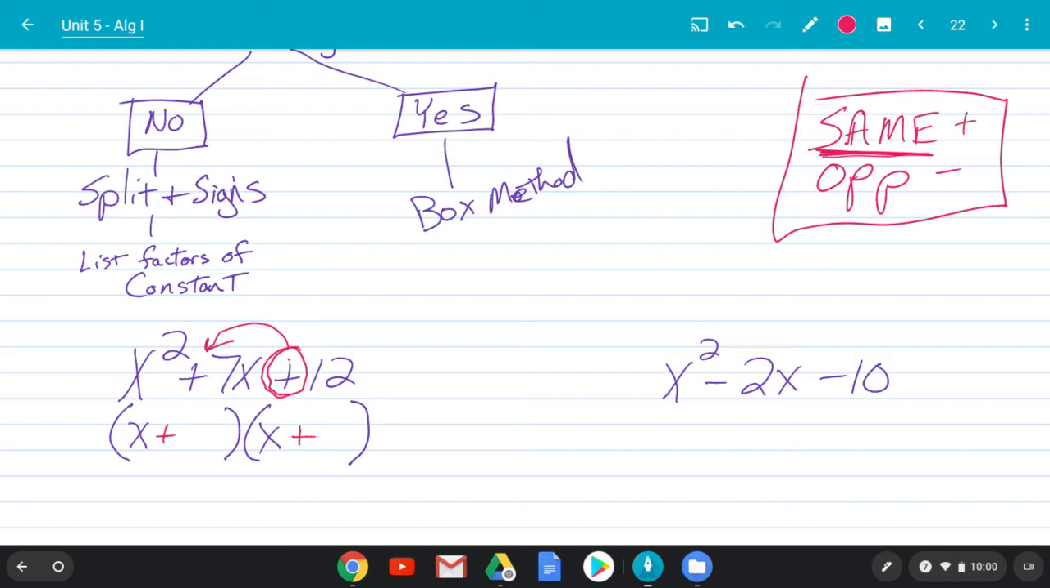Everybody okay with that? Then finally, I'm going to list the factors of the constant. Well, 12 is my constant. The factors of 12 are 1 and 12, 2 and 6, 3 and 4. Which of those come together to get me a 7? 3 and 4. I put those 2 in those 2 open slots. Boom. I'm done factoring. Well, that wasn't so bad, was it?